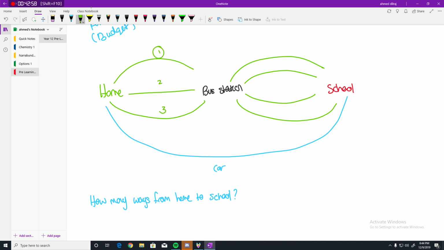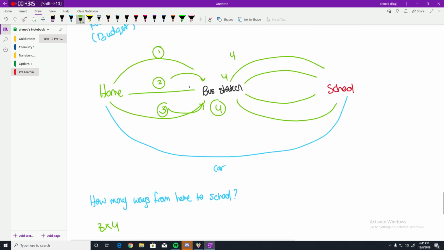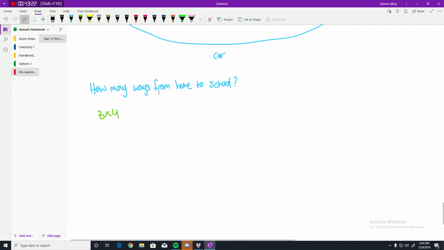If you go down path number 1, after that you have 4 choices. If you go down path number 2, after that you have 4 choices again. If you go down path number 3, you still have 4 choices. So in fact, you have 3 times 4 total ways of getting from home to school. Because from home, there are 3 choices to the bus station, and then there are 4 more choices to school. But there is the addition of that car ride that Rohan so regrets. So there are 13 ways in total of getting from home to school.